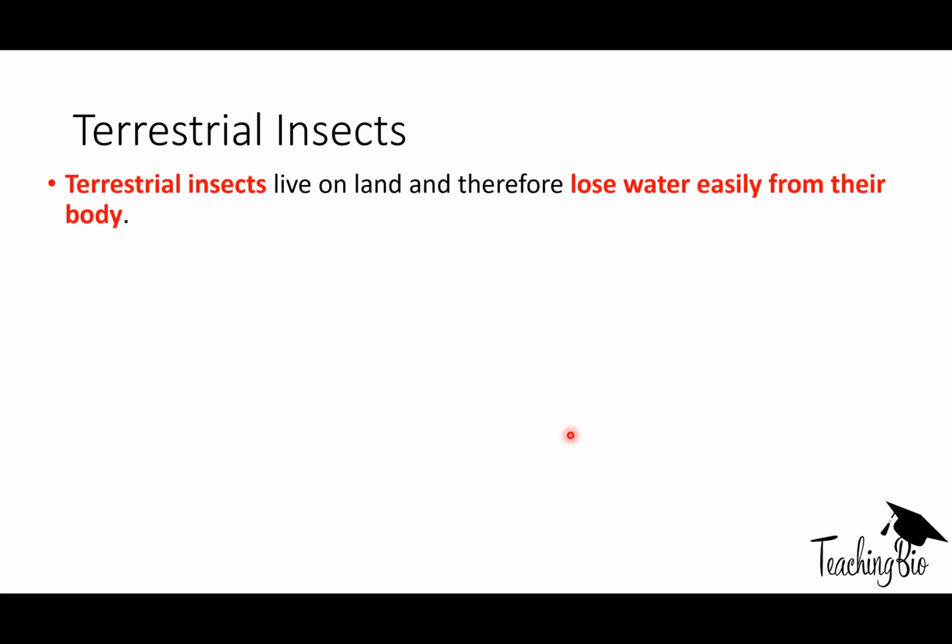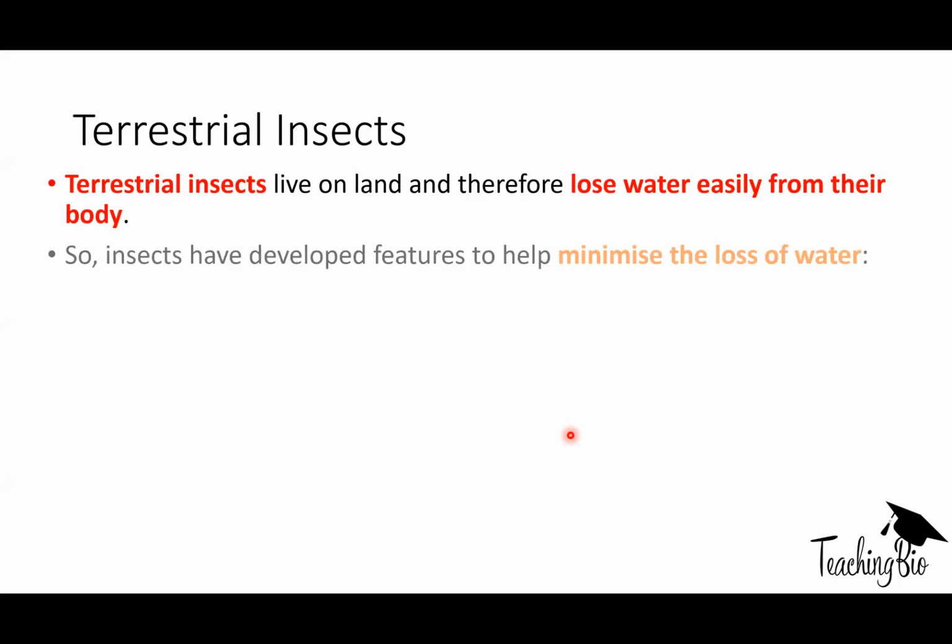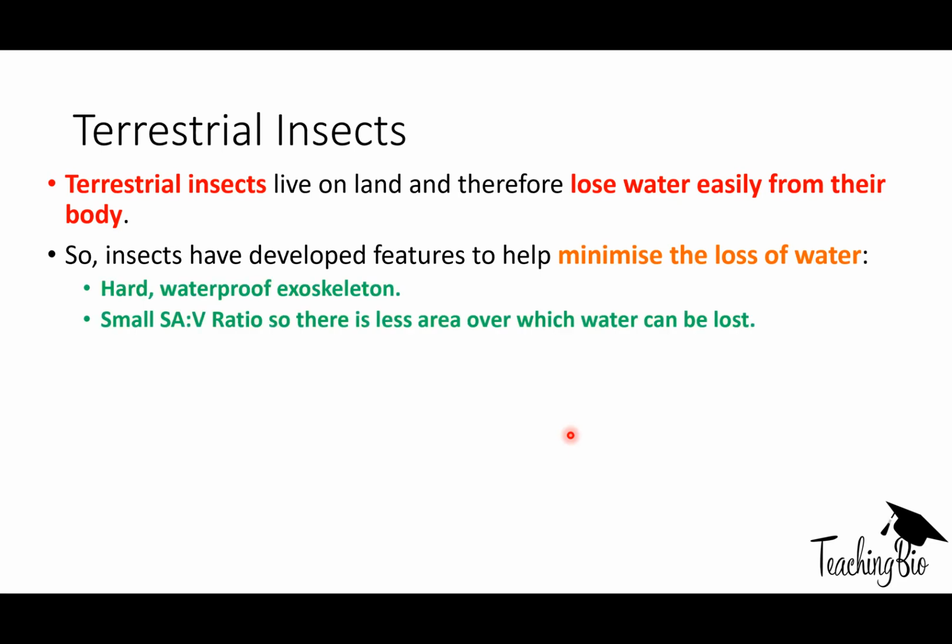Okay, we're now going to move on to talk about insects and the exchange systems in there. So terrestrial insects effectively live on land, and it's important for these insects to maintain water because water can be lost very easily from their body. As a result, insects have developed many features to try and minimize the loss of water. So for example, insects have this hard waterproof exoskeleton which will physically prevent the loss of water.